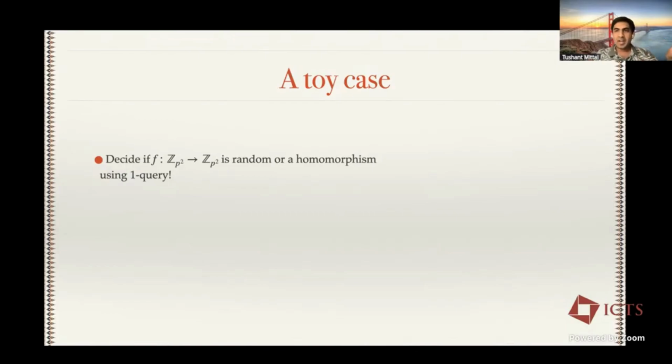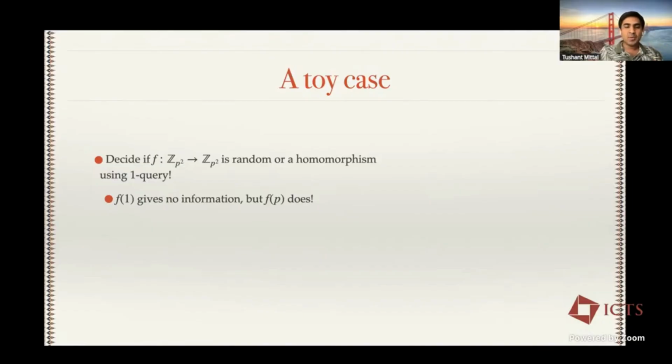On one hand, it's completely structured, so it's a homomorphism. And on the other hand, it's truly random. And I just want to distinguish between them using a single query. So it's kind of a silly toy case. But based on the previous slide, it would not make any sense to query f of 1, because f of 1 can be arbitrary.